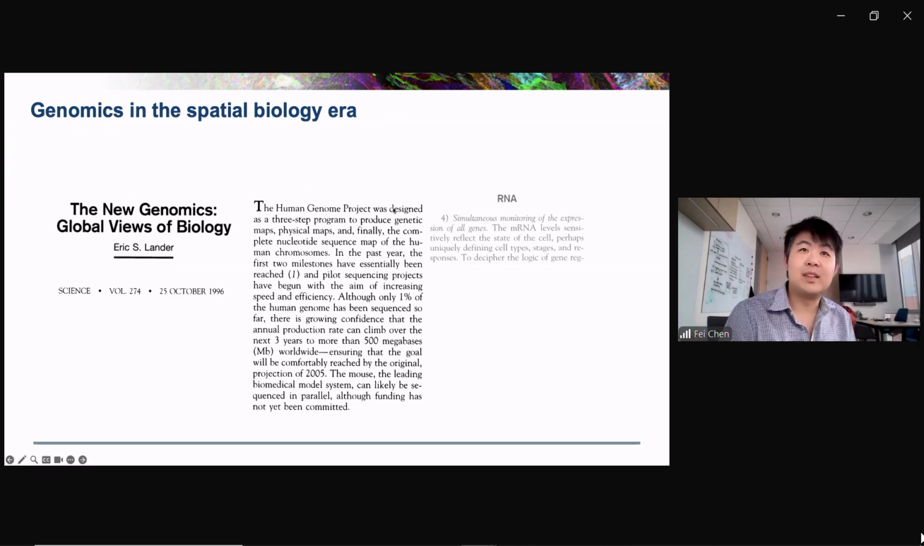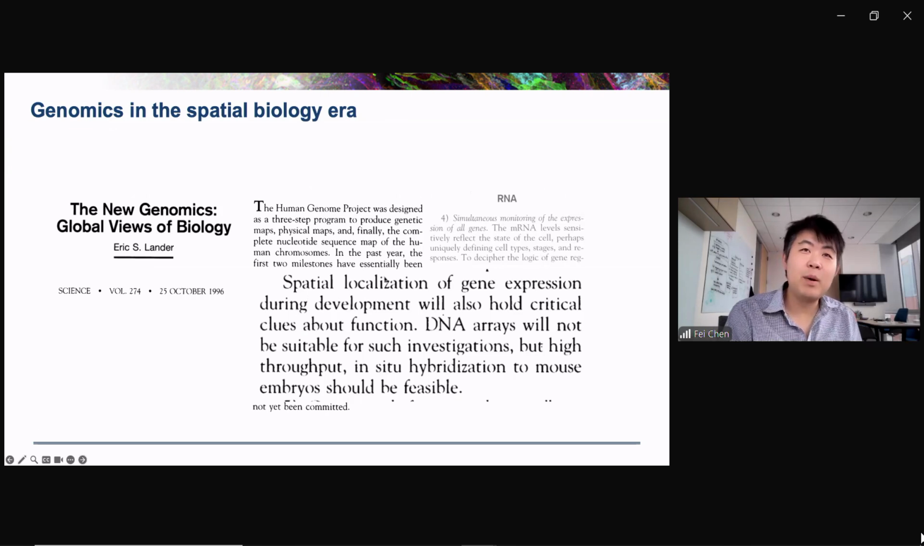They had only sequenced 1% of the genome. And they go through looking at DNA and variants. And they have one little section on RNA where some predictions are made, where maybe simultaneous monitoring of the expression of all genes, this is what it says, the mRNA sensitively reflects the state of the cell. So maybe we could imagine monitoring RNA. And then there's one part about spatial localization of gene expression. This is about development, but in general might hold critical clues about function. And it also says DNA arrays would not be suitable for such investigations, but maybe in situ hybridizations can.